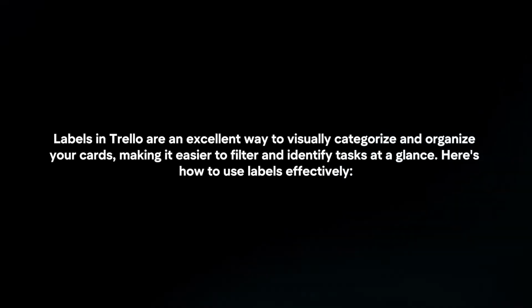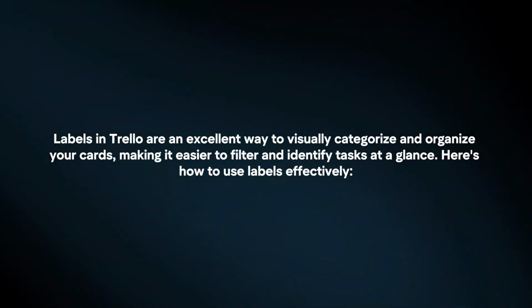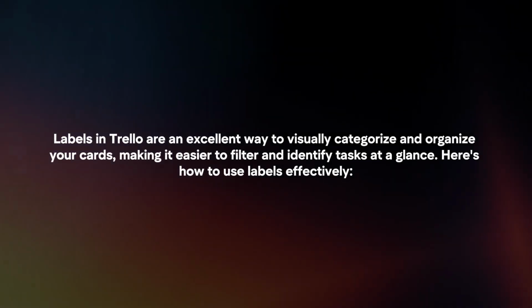Labels in Trello are an excellent way to visually categorize and organize your cards, making it easier to filter and identify tasks at a glance. Here's how to use labels effectively.